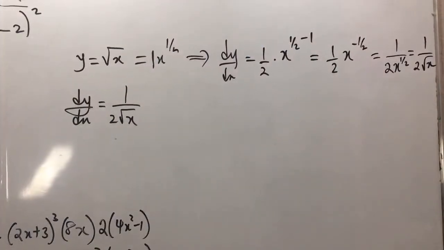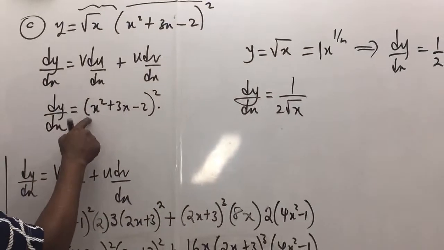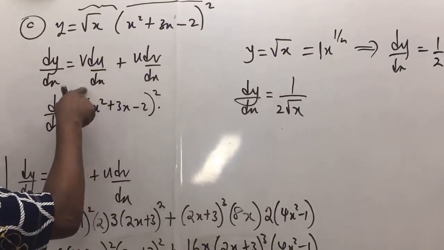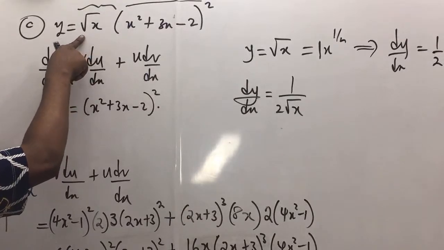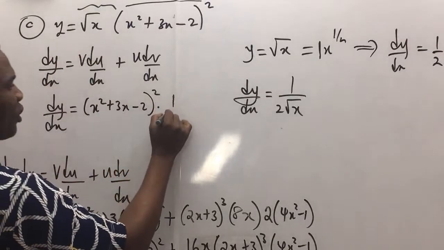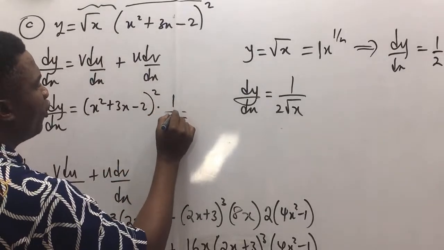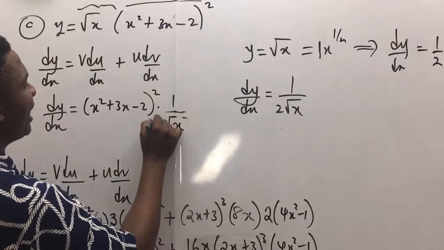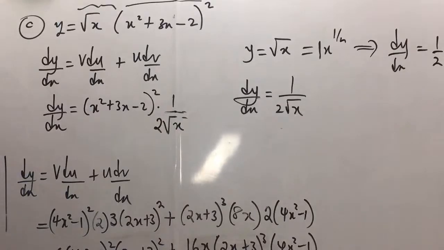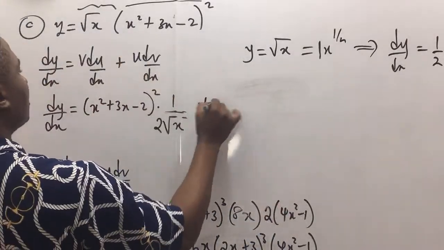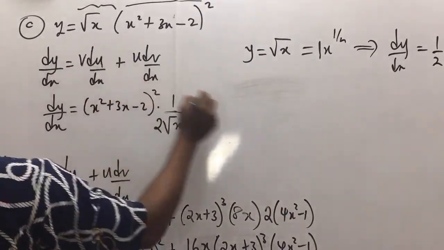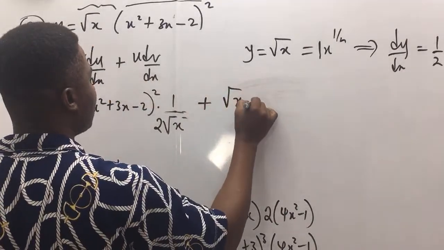Okay, so take note, v is this. To find du/dx, we will need to differentiate the square root of x, and that will give us, from what I've just shown you, 1 over 2 square root of x. Now, I'm going to come over to plus, what is your u? Your u is square root of x. I'm going to put square root of x here.